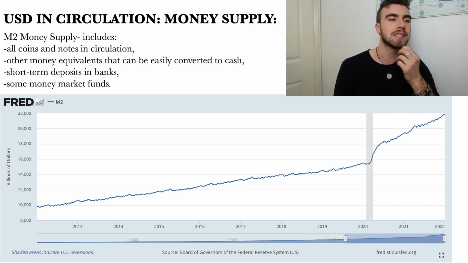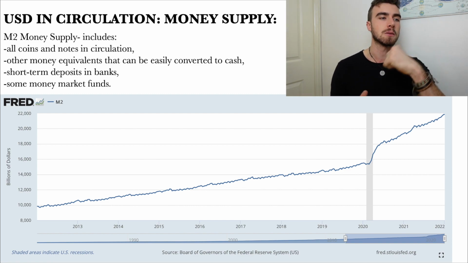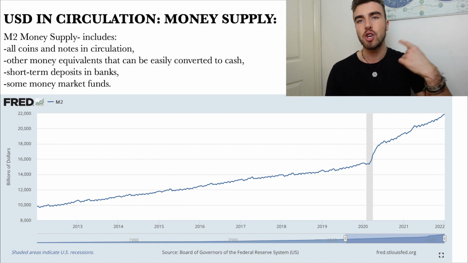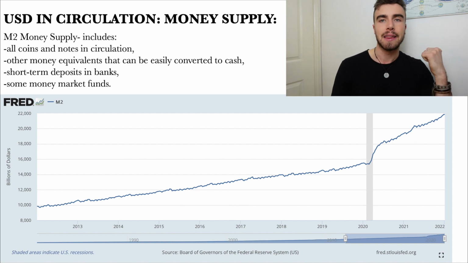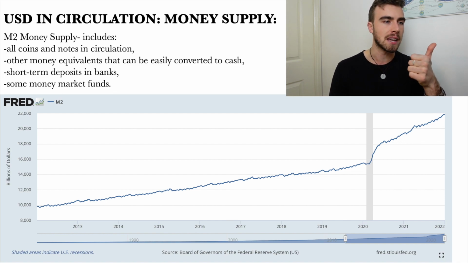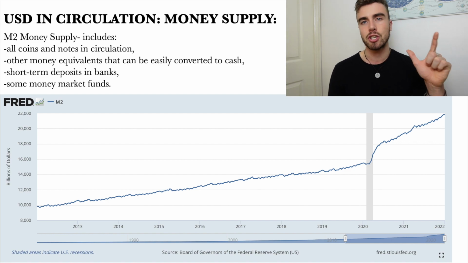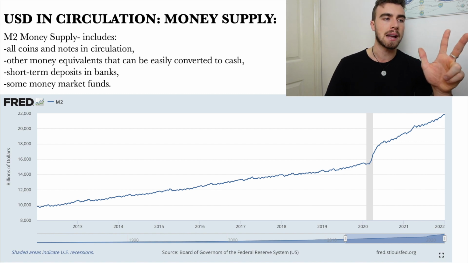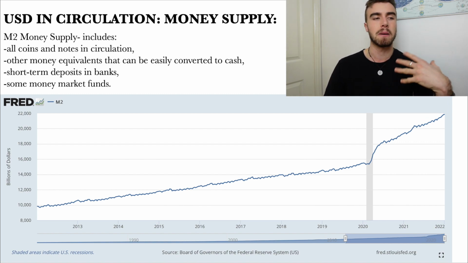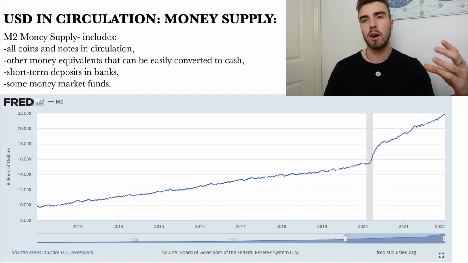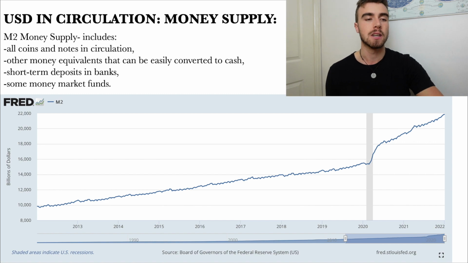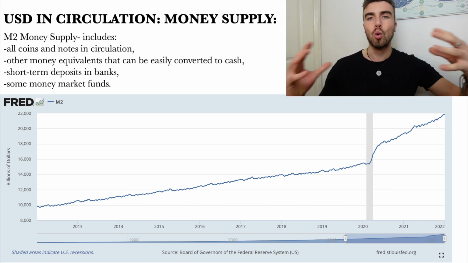Okay, so US dollars in circulation, money supply. So I'm using M2 for this as a broad measure of US dollars in circulation. So that's all coins and notes, which I think is M0. Other money equivalents that can easily be converted into cash. So those first two are M1. And then we've also got short-term deposits in banks and some money market funds. So basically, the deposits and the money market funds are very liquid. They can easily be turned into cash and spent. So we're looking at all of that money supply.